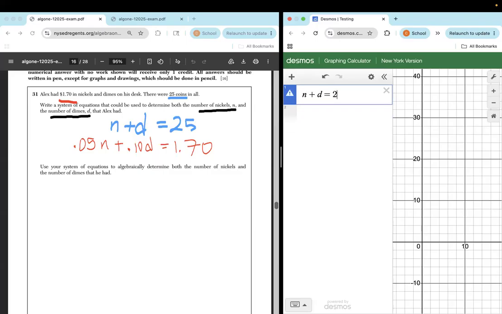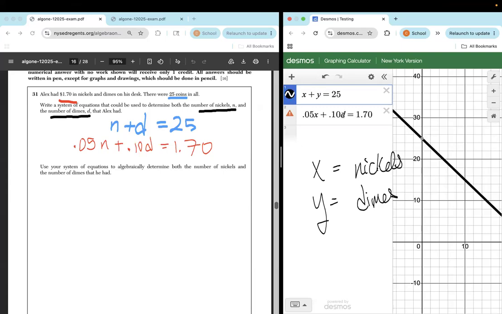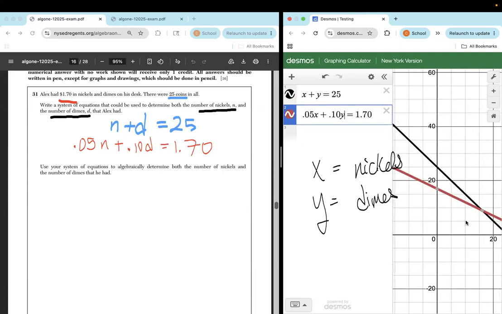So n plus d equals 25, and 0.05n plus 0.10d equals 1.70. Now, Desmos is only going to support equations with x and y. So we'll use x and y, but I'm just going to make a note so we remember. Let's let x be the number of nickels, or n, and y be the number of dimes, or d. So when we have our solution, we interpret it correctly. Okay, so instead of n, I'm going to put x. Instead of d, I'm going to put y, just so Desmos can graph it for me.